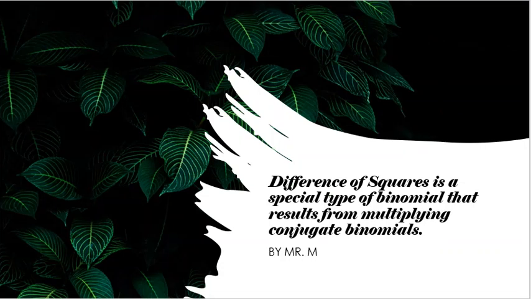I will not spend too much time talking about what conjugate binomials are, so I'm assuming that you already know it. But today I will show you a geometrical approach to see what the difference of squares is, and also the algebraic identity.